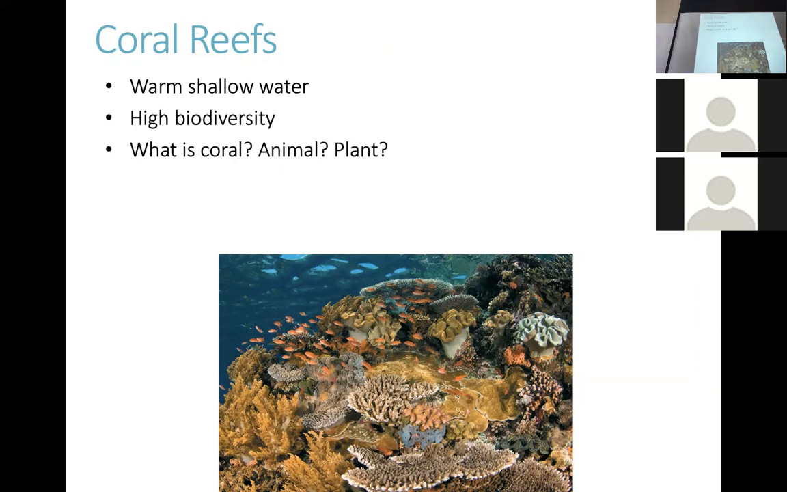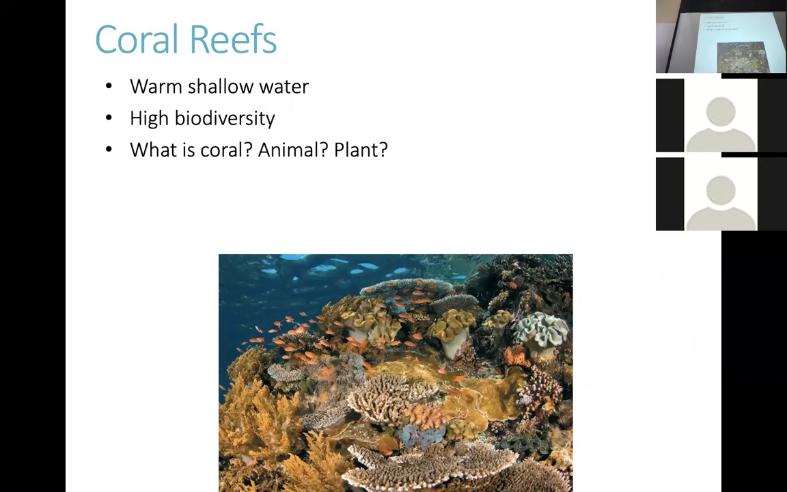How many people have had biology 1102? Do you remember what coral is? Is it an animal, a plant? You guys learned that? It's an animal. It's an invertebrate animal. A lot of people think of coral as some kind of plant because these look like plants, right? They are in the phylum Cnidaria. So coral is an animal, an invertebrate animal. Doesn't have a backbone, obviously.